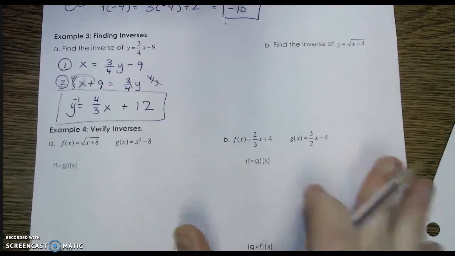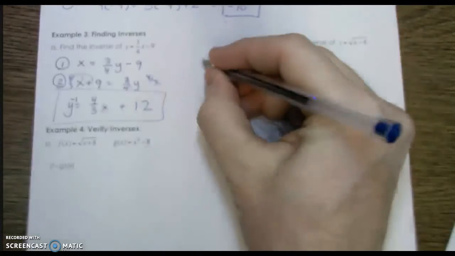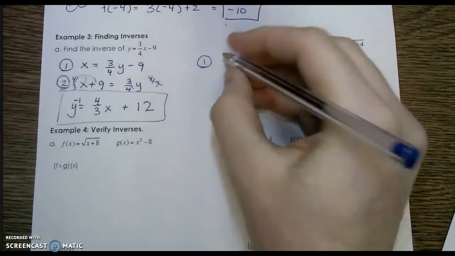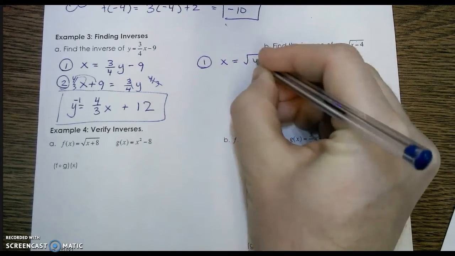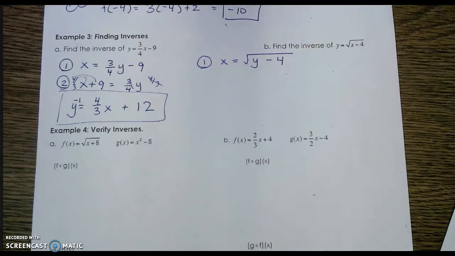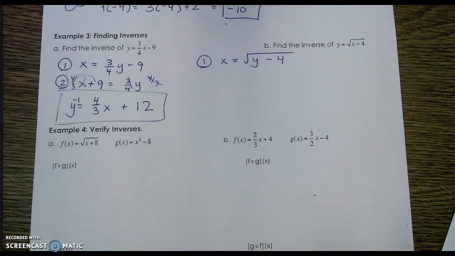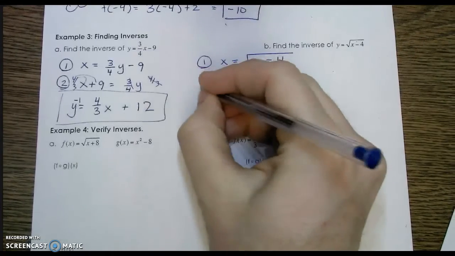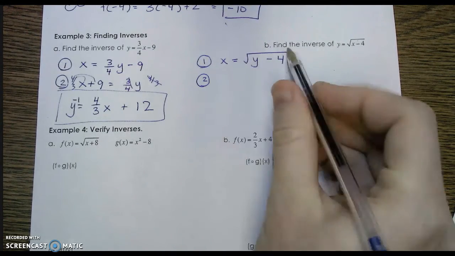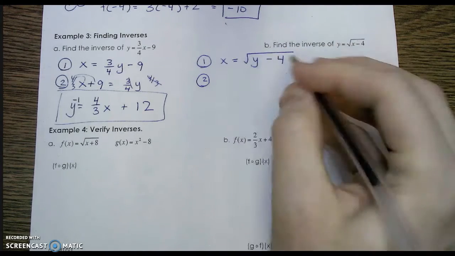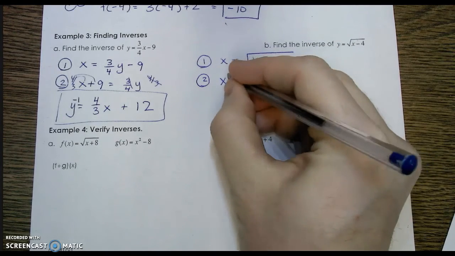So we're going to do the same thing here in B. Step 1, change your x and your y, switch your input and your output variables. So we've switched x and y, so that's my inverse so far. And now we want to solve for y. Right now y minus 4 is trapped inside of a square root, so we're going to square both sides to get it out of the square root.